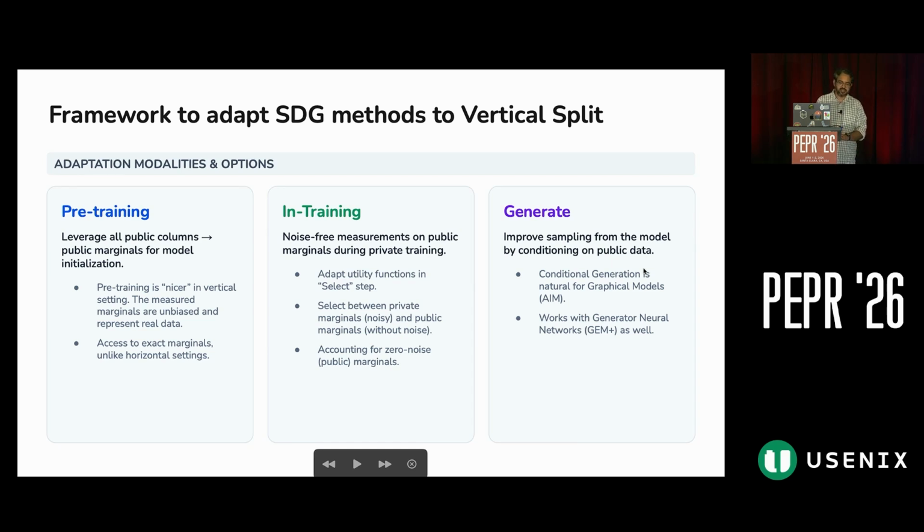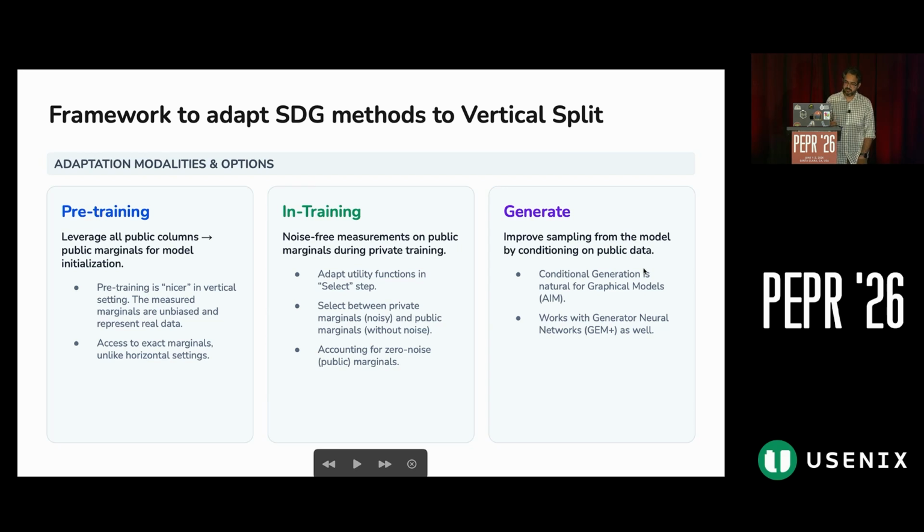So first one is pre-training. Whenever you have public data in your data set, collect all of those columns separately, measure those marginals, and don't add any DP noise on top of them, right? And use these marginals to sort of pre-train your generator network. That is a very nice and intuitive way of ensuring that public data flows through without any privacy restriction.